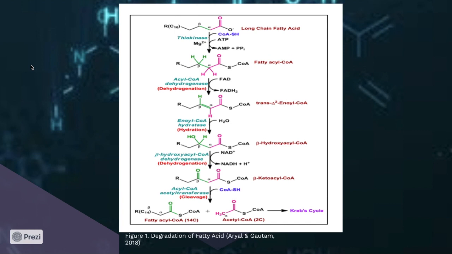The removed 2 carbon molecules, acetyl-CoA, can go and participate in the TCA cycle, and the remaining fatty acyl-CoA molecule goes back into the beta oxidation reaction. This cycle continues until the fatty acyl-CoA molecule is completely converted to acetyl-CoA.